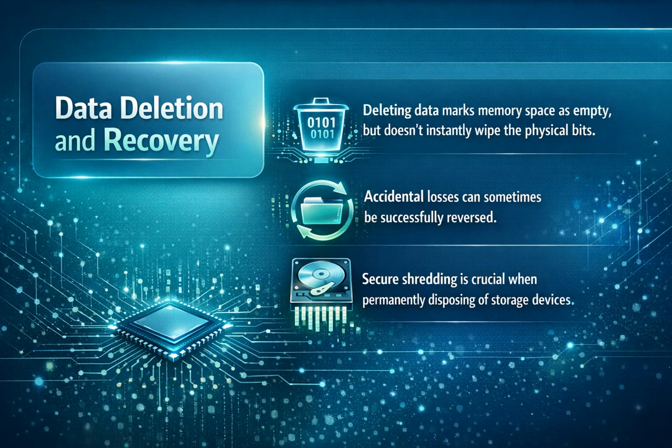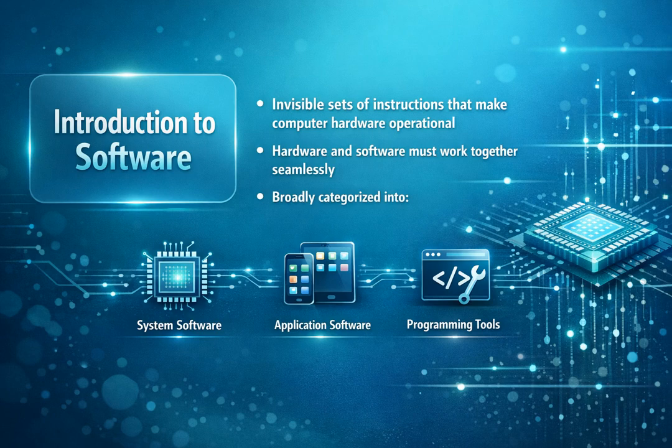This means accidental losses can sometimes be reliably recovered. Because of this, using secure digital shredding is crucial before tossing out old storage devices. We've covered hardware and data, but what controls it? Software. This refers to the invisible sets of coded instructions that make computer hardware operational. They must work together perfectly.